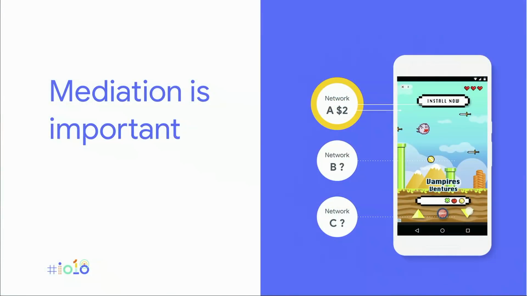Now, mediation traditionally works on a historical pricing basis, which basically means, in this mock-up you see here, Network A paid $2 in the past, so they're at the top, and Network B and Network C are below that because historically their prices were lower. Now, the flaw with this model, as you can see, is that at any given moment, each impression can be priced differently. And in fact, Network B or C might have a higher price for an impression than Network A at any time.